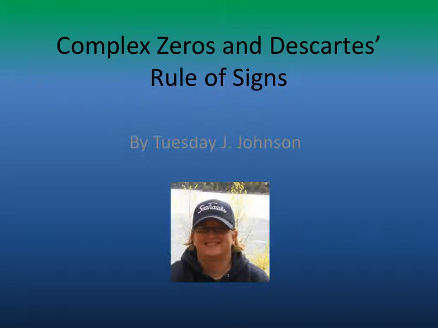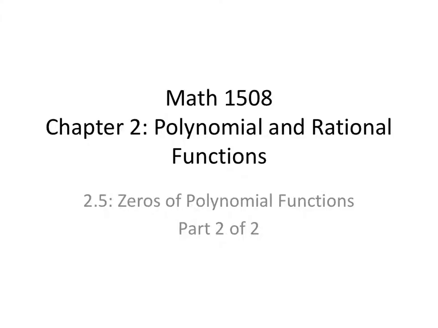My name is Tuesday J. Johnson. I'm a lecturer at the University of Texas El Paso and an assistant professor at Doña Ana Community College. This is a lecture for Math 1508 Pre-Calculus at UTEP. Chapter 2, Polynomial and Rational Functions, comes from Larson's 10th edition of the Pre-Calculus text. This is section 2.5, Zeros of Polynomial Functions.